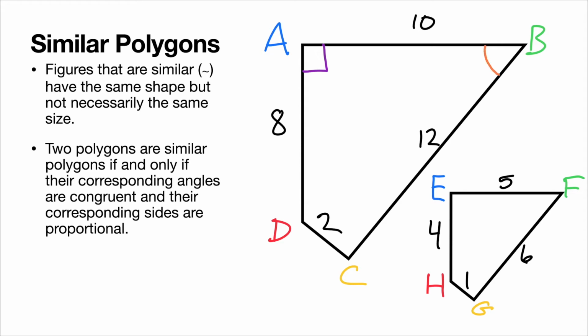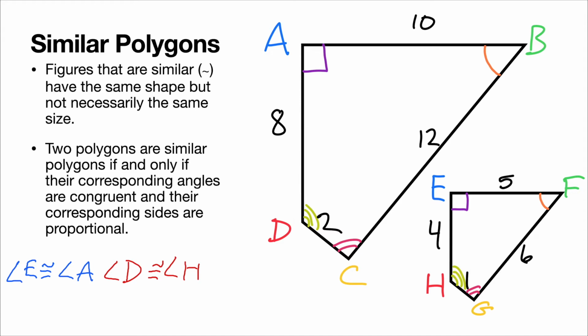So let's look at this figure, which has magically appeared right here. We can start with the things that we know. For instance, angle E is congruent to angle A, and we know that because both of these are 90-degree angles. We can also say angle D is congruent to angle H, and we know that because each of these has the three arc marks.